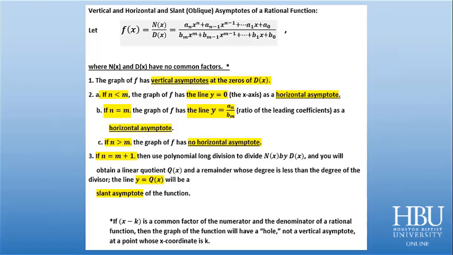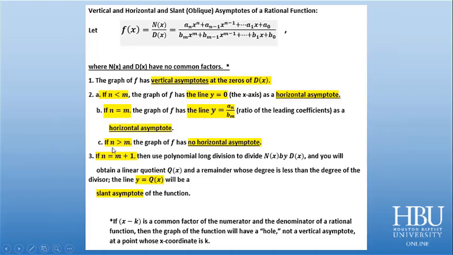What about horizontal asymptotes? There are three rules to determine if a rational function has a horizontal asymptote, and if so, what that is. If the degree of the numerator is less than the degree of the denominator, the graph of f has the line y equals 0, or the x-axis, as a horizontal asymptote. If the degree of the numerator equals the degree of the denominator, the graph of f has the line y equals a sub n over b sub m, the ratio of the leading coefficients, as a horizontal asymptote.